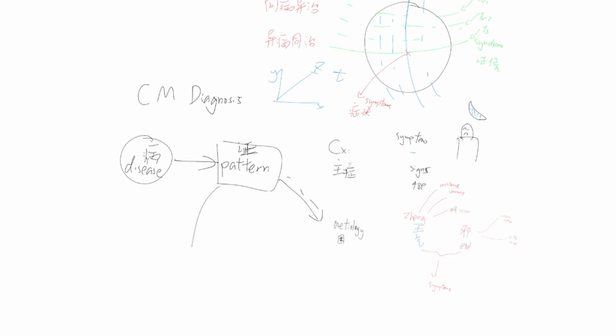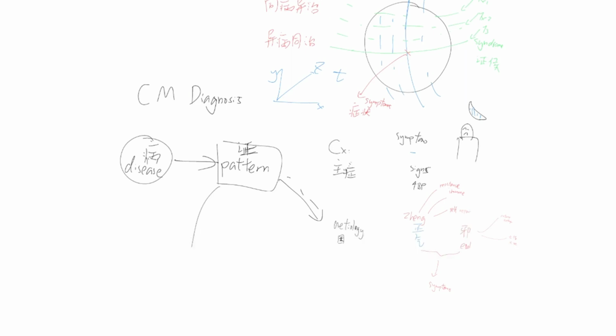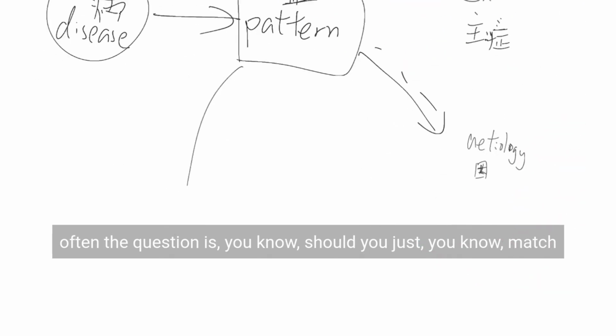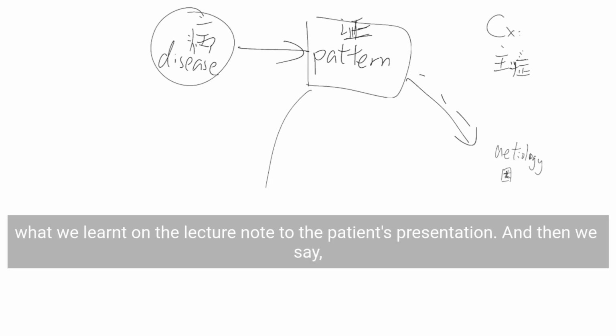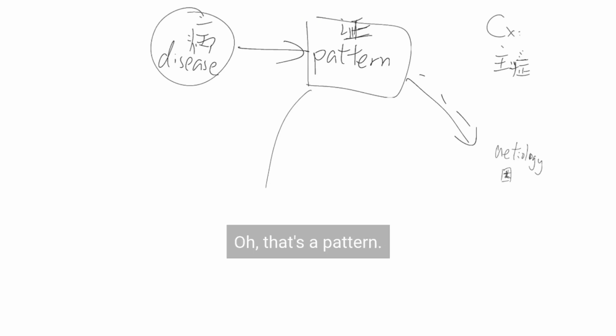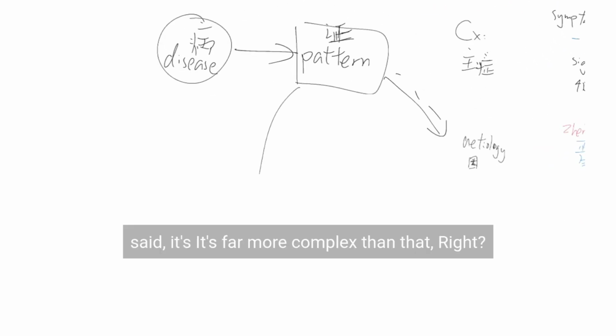So why is it important? Why do we need to know about this? Well, it's important because when we are learning about Chinese medicine diagnosis, often the question is, should you just match a symptom, or match what we learn in a lecture note to the patient's presentation, and then say, oh, that's a pattern? Is that really the way we diagnose? That's the question, right? And the answer is no. We don't do that, because as we said, it's far more complex than that.